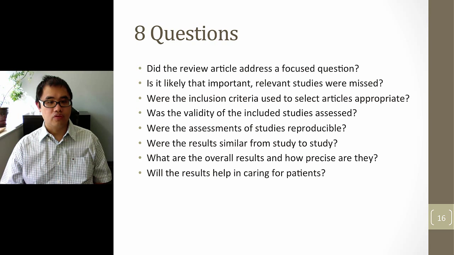Were the results similar from study to study? This is something called homogeneity and can be measured quantitatively. What are the overall results and how precise are they? So are the results all over the place, or do they focus in on one point? And finally, will the results help in caring for patients, which is the question we all want to know.